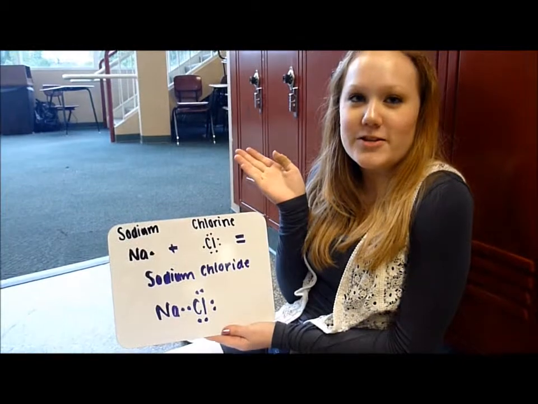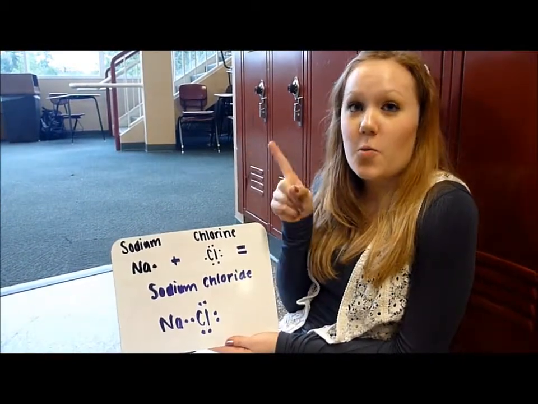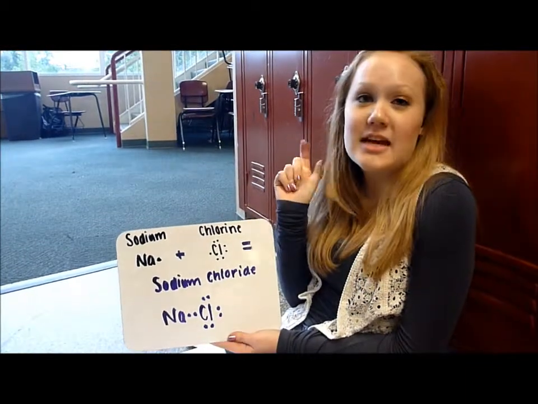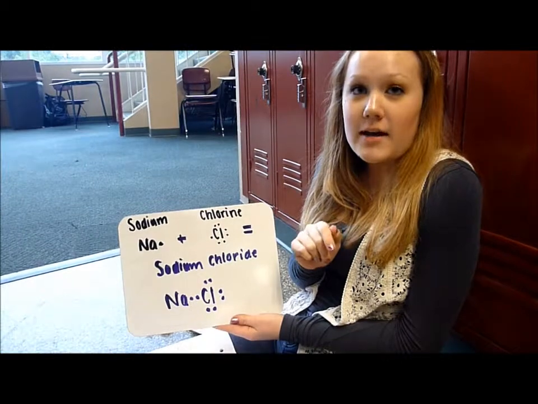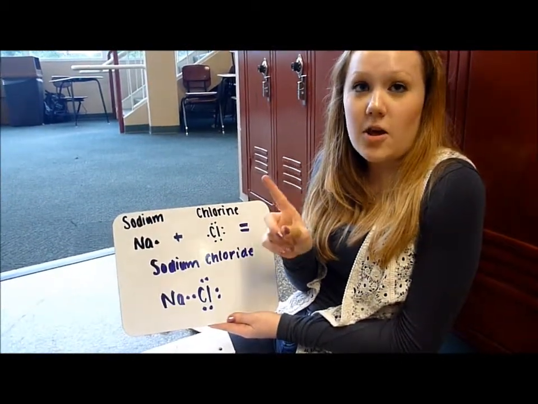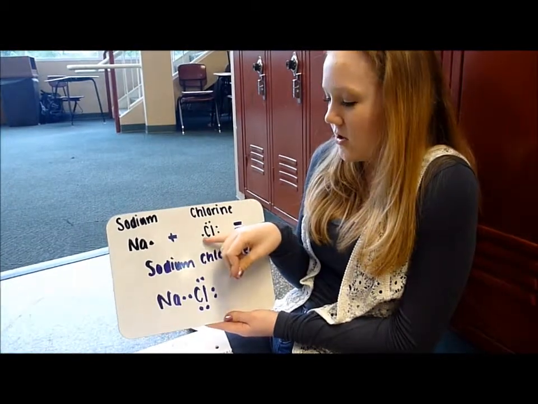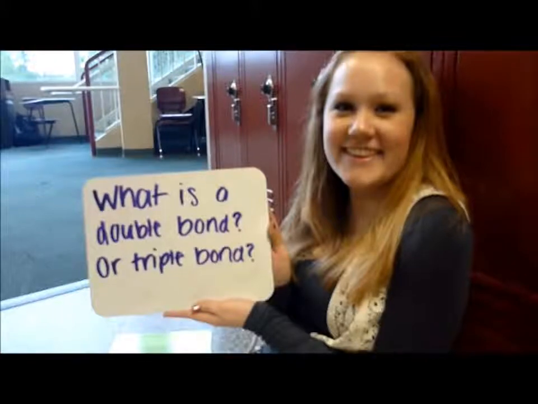To create a Lewis dot structure with 2 elements, you can take sodium, which has 1 valence electron, and chlorine, which has 7 valence electrons, and bond them together, which gives you sodium chloride. To do so, you take sodium's 1 lone valence electron and chlorine's 1 lone valence electron, and you bond them together to get sodium chloride.